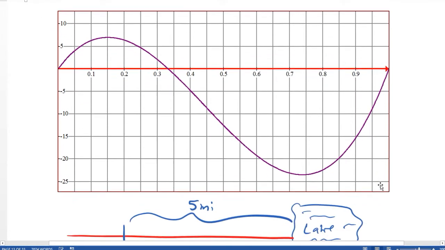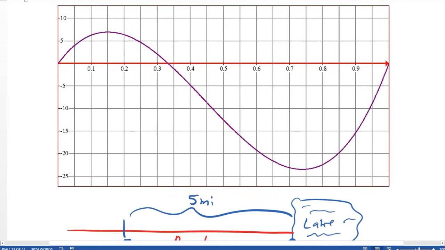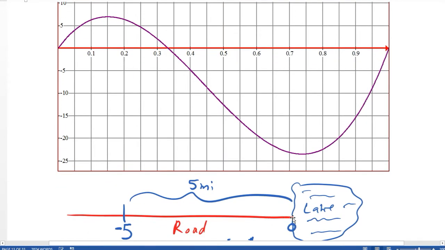Okay, so here's the basic picture down here. Here we have the lake. Here's the long straight road. She's going to start 5 miles from the lake. Going toward the lake is positive and negative is away from the lake. So actually, if 0 are the coordinates where the road hits the lake, then negative 5 are the coordinates of where she starts.